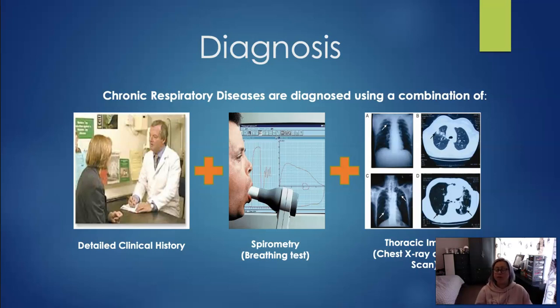So chronic respiratory diseases tend to become diagnosed by a combination of many different things. Obviously the first key thing is a detailed clinical history. Is this something that is long term? Have they been seen for it before? Have they got a history of asthma or bronchitis or other respiratory illnesses?